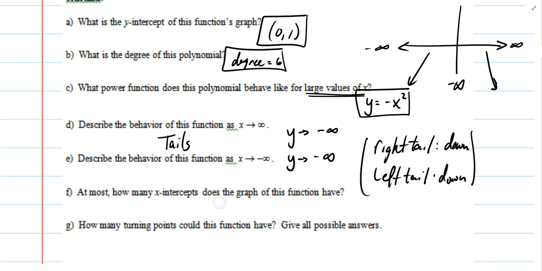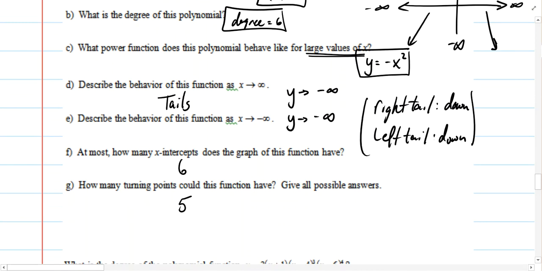For part F, at most, how many x-intercepts does this function have? Well, we know that the intercepts are real number solutions, so in this particular case, this graph could have as many as 6. It's the number of turning points that is 1 less than the degree, and we would say that there is as many as 5 turning points. I won't ask you to tell me the possible answers for those turning points. That's an analysis that we did not perform in this class, so that will not be part of this test. But it is important to recognize that the degree that we identified prior represents the maximum number of x-intercepts, or real number solutions, and 1 less than the degree indicates how many turning points there could be in this graph.